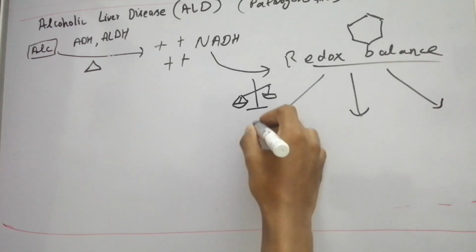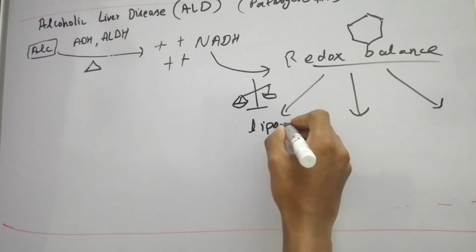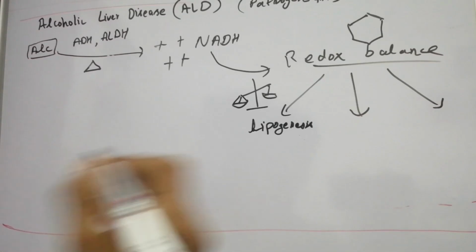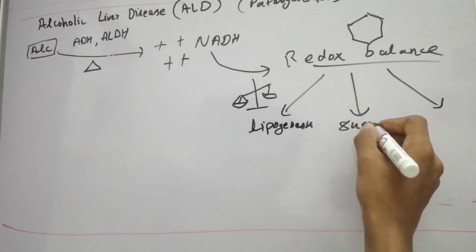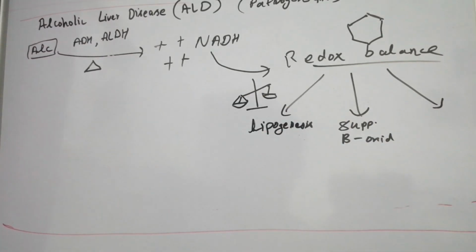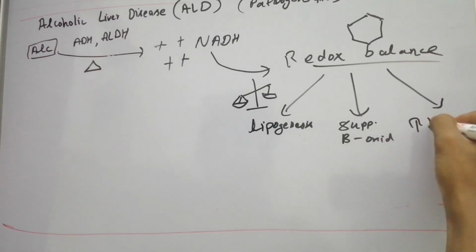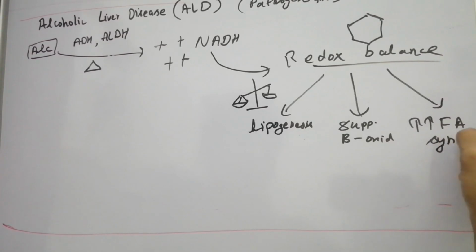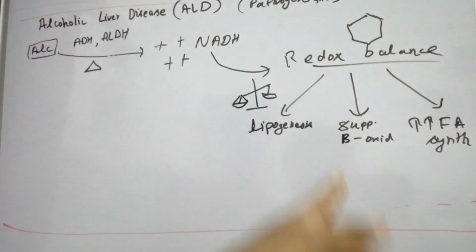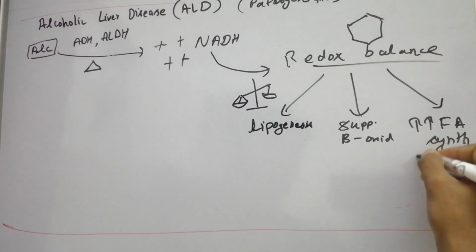One is lipogenesis. Then suppression of beta oxidation. And the third important thing, increase in enzymes for fatty acid synthesis. So three things are going to happen from the redox imbalance: lipogenesis, suppression of beta oxidation, and increase in fatty acid synthesis enzymes.